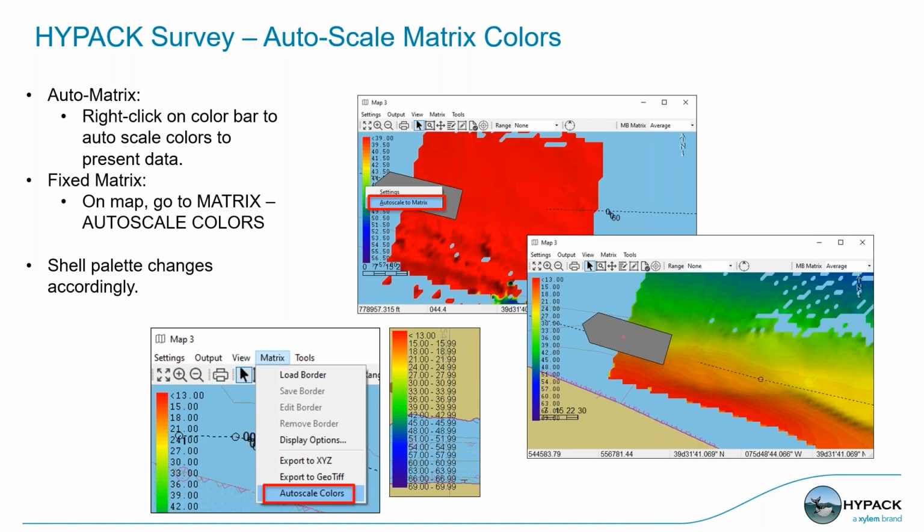All right, and then the auto scale matrix colors. So we've added the auto scale colors throughout HYPACK over time. And now, while you're in survey, if you have a matrix file and you want to auto scale it, go ahead and right click and say auto scale to matrix. You can either right click on the color bar or you can go to the matrix drop down menu and click on auto scale color. So you have a couple different options to do that. And it'll change your shell palette based on what changes were done in the survey program.